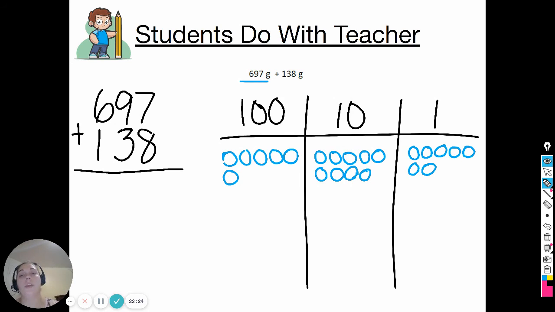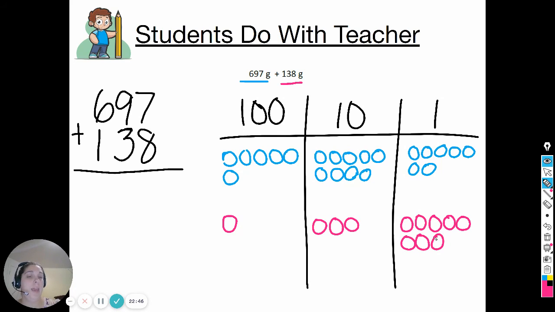Okay, now let's go ahead and draw our next number, 138. So I need 100, 3 tens, 8 ones. Here's 100. 1, 2, 3 tens. 1, 2, 3, 4, 5, new row, 6, 7, 8 ones. 138. I'll give you another moment to get that drawing caught up. Make sure it matches mine before we start adding them together.